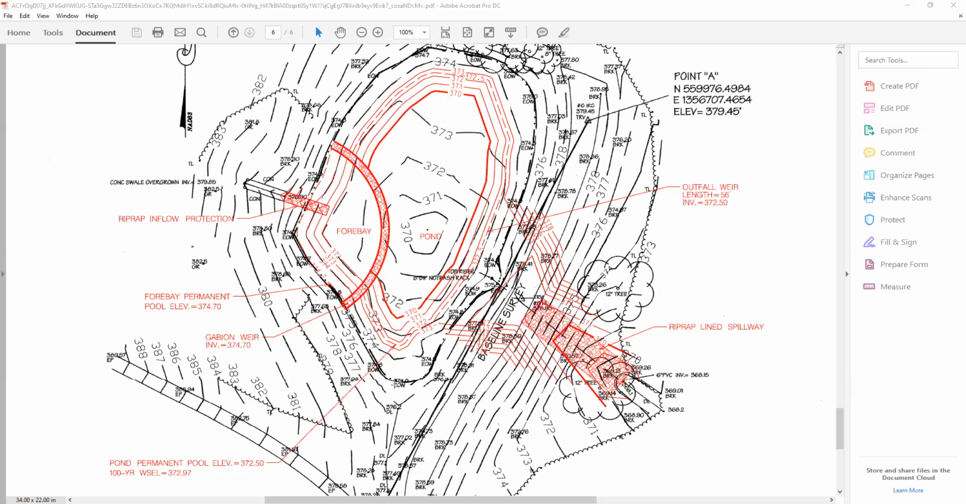Yeah, I'm just trying to envision that. That would really totally change the character of the pond. Well, it would change the berm, yes.